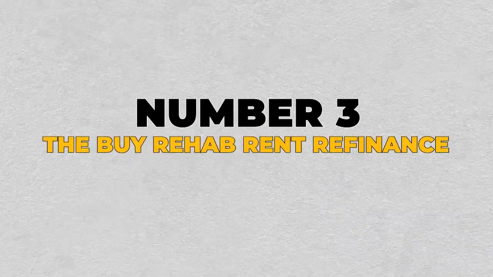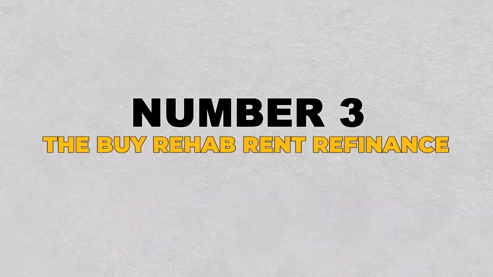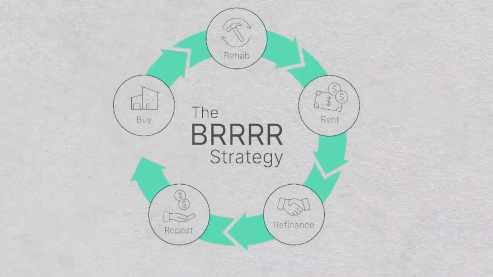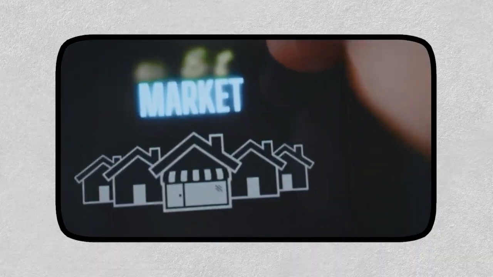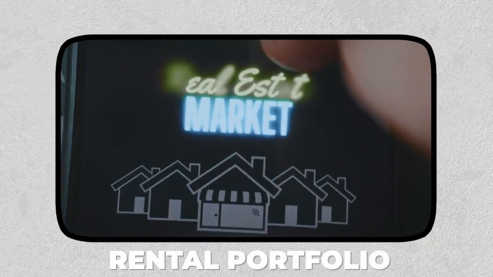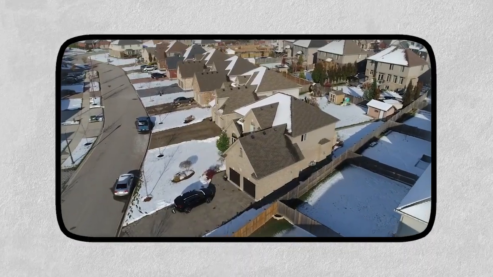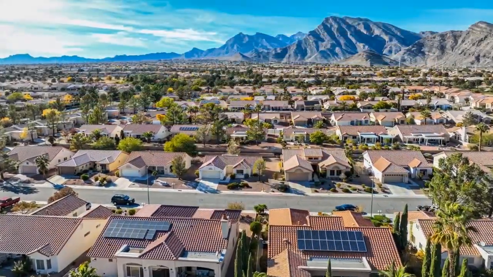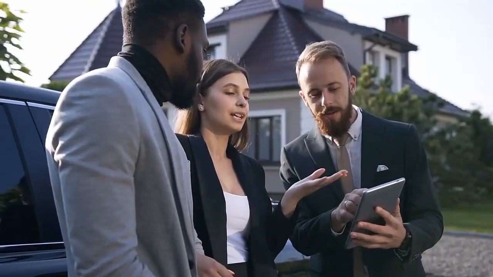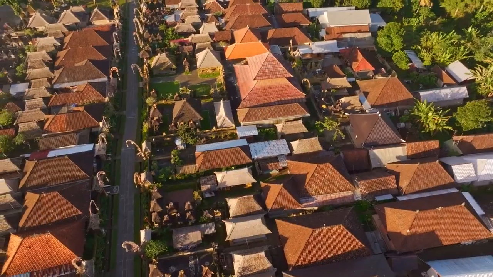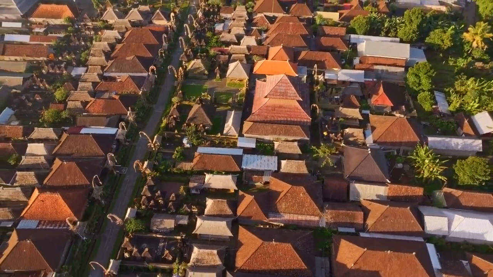Number 3. The buy, rehab, rent, refinance, repeat (BRRR) method. The BRRR strategy is an increasingly popular approach to building a rental portfolio in real estate investing. It involves purchasing undervalued properties, renovating them to increase their value, renting them out, refinancing the property to extract cash, and then repeating the process with a new property.